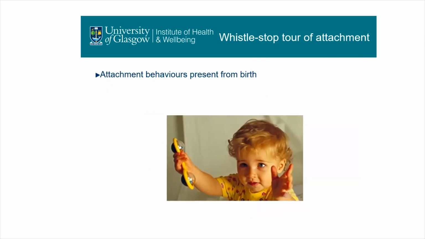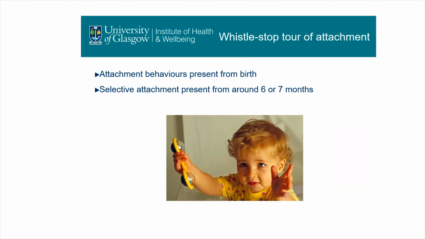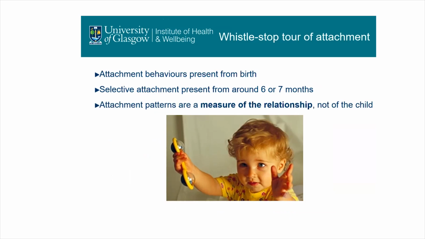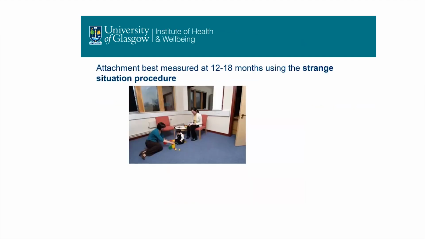Attachment behaviours, so crying, reaching out, moving to seek proximity, are present from birth, but selective attachment is present from about 6, 7, 8, 9 months, where infants will begin to prefer special adults: mum, dad, gran, older sibling, people that they've actually grown up with. And the fundamental point is that attachment patterns are a measure of the relationship. They're not a measure of the child. So it's quite possible to have a different attachment relationship with mum than you do with dad, for example.